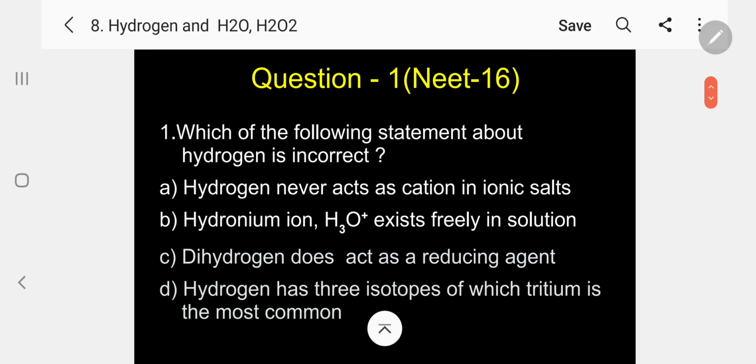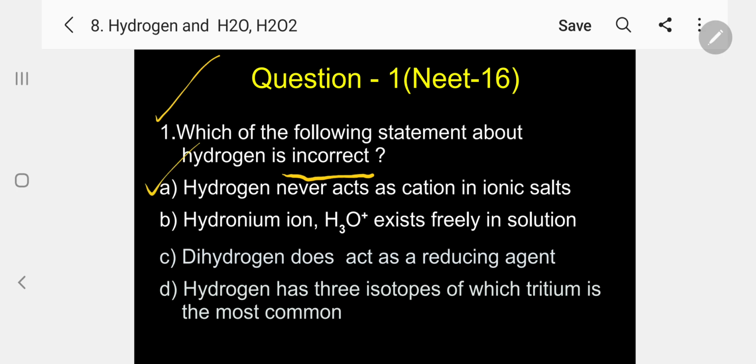Okay, let me go for question number 1. NEET 2016, this question was asked under this unit. Let me read the question carefully, please follow. Which of the following statements about hydrogen is incorrect? Correct or incorrect, you should have it in mind, because normally students make mistakes only here. So one among the following statements is not correct, incorrect.